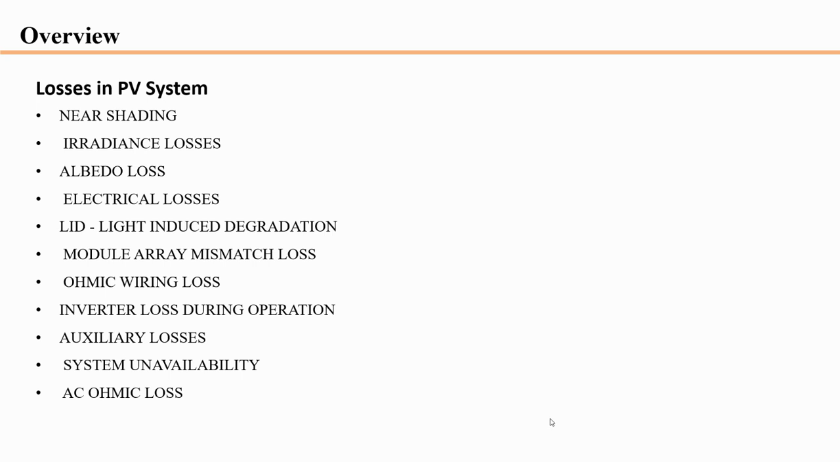It is basically a shading loss due to lesser inter-row distance between two solar modules. The second one is the irradiance loss. It is due to lesser space between two consecutive rows. Some amount of irradiance in the morning and evening will not be collected by solar cells, which is termed irradiance loss.